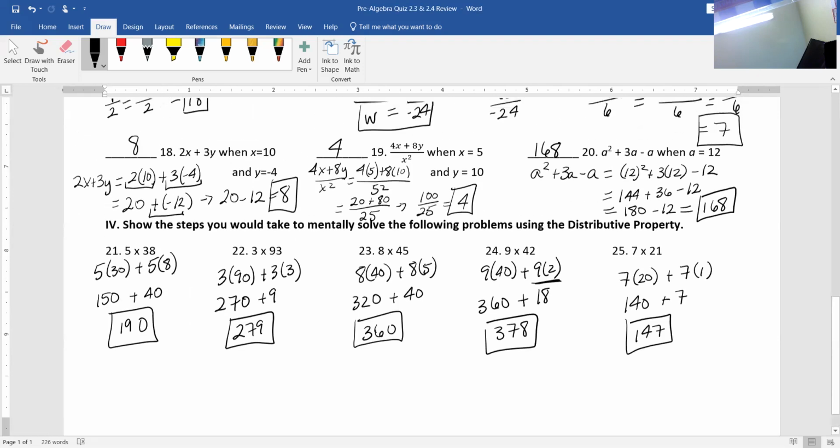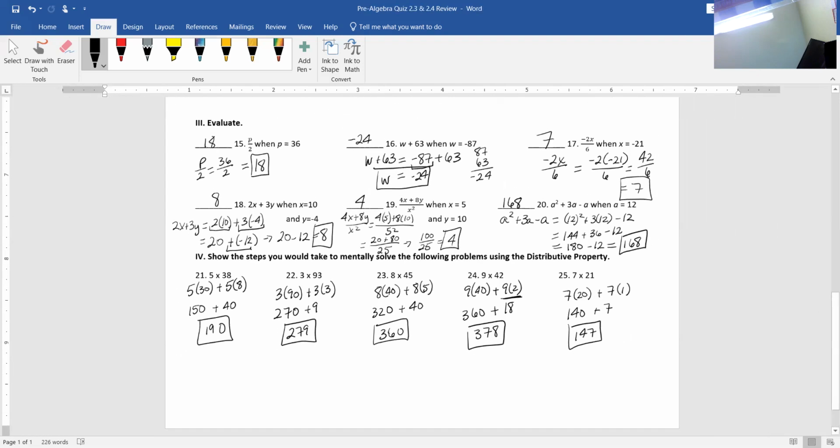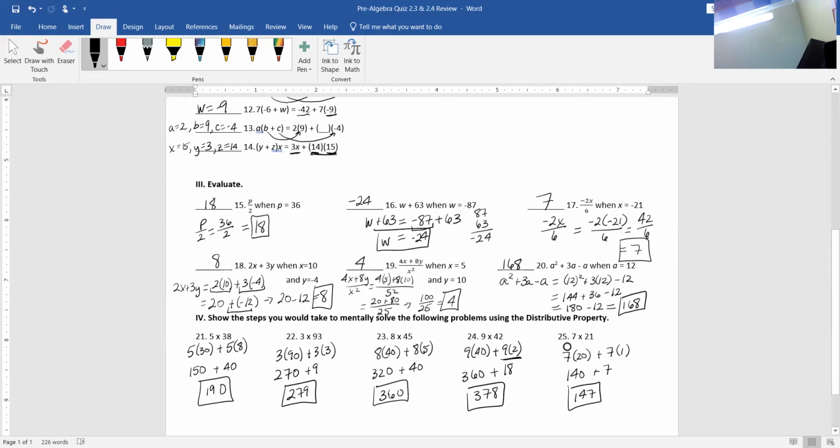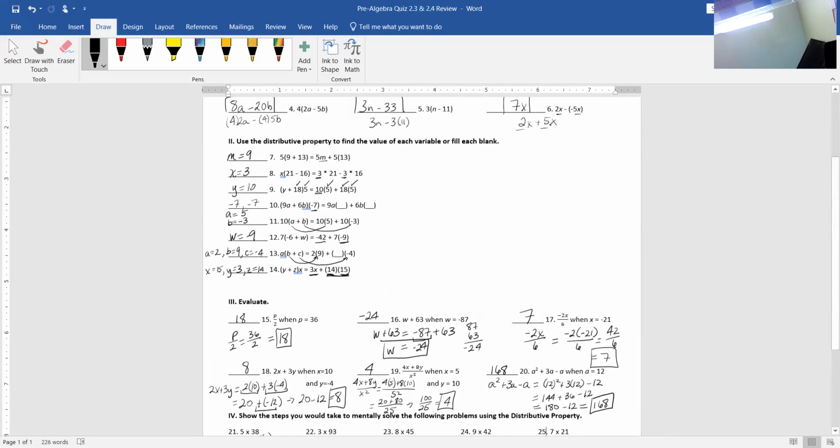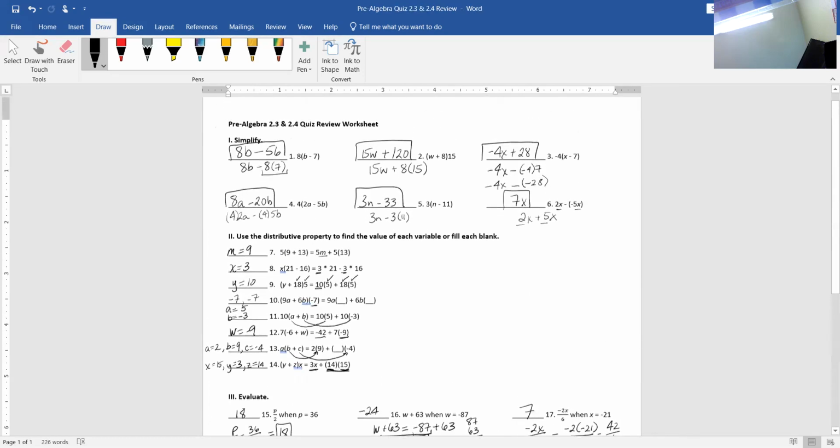All right, so that is your review. This should be a good indication of everything that you're going to see on your quiz, but also it's just a good review of all the major concepts from these two sections. So as always, once you've gone through this review, keep it, put it somewhere safe. This is going to be a great reference when it's time to prepare for the test.